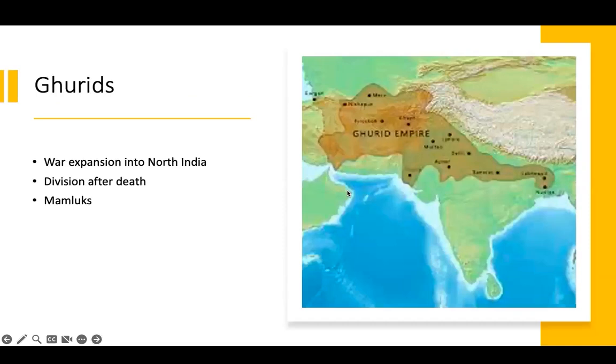After the Ghaznavids, we got the Ghurid Empire. As you can see on the map, the war expanded further and further and started going into northern India compared to the Ghaznavids. The Ghurid Empire didn't stay for long. After the death of the last sultan, the Mamluks started taking over.